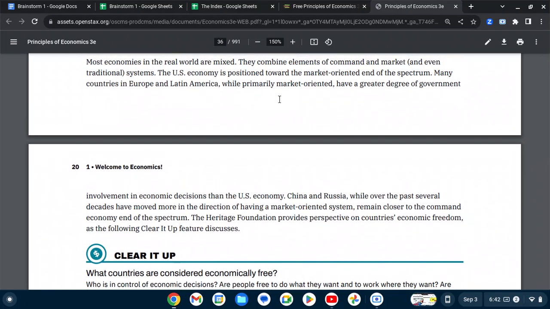Most economies in the real world are mixed. They combine elements of command and market systems. The U.S. economy is positioned toward the market-oriented end of the spectrum. Many countries in Europe and Latin America, while primarily market-oriented, have a greater degree of government involvement in economic decisions than the U.S. economy. China and Russia, while over the past several decades they have moved more in the direction of having a market-oriented system, remain closer to the command economy end of the spectrum. The Heritage Foundation provides perspective on countries' economic freedom, as the following Clear It Up feature discusses.